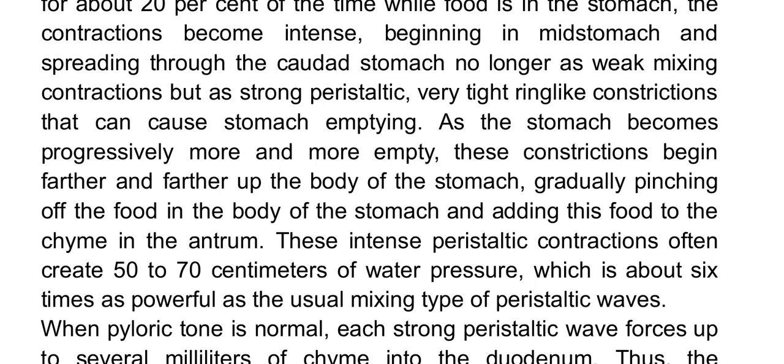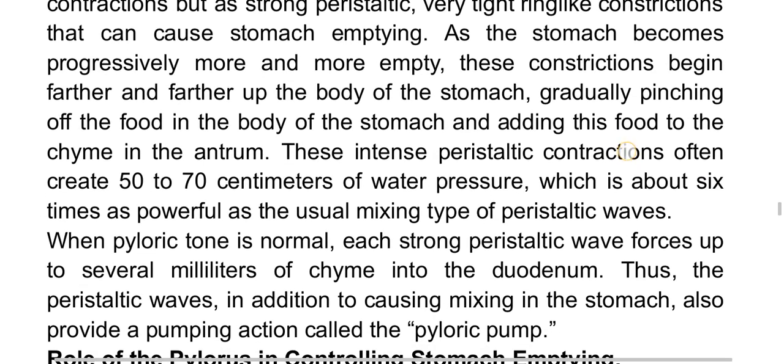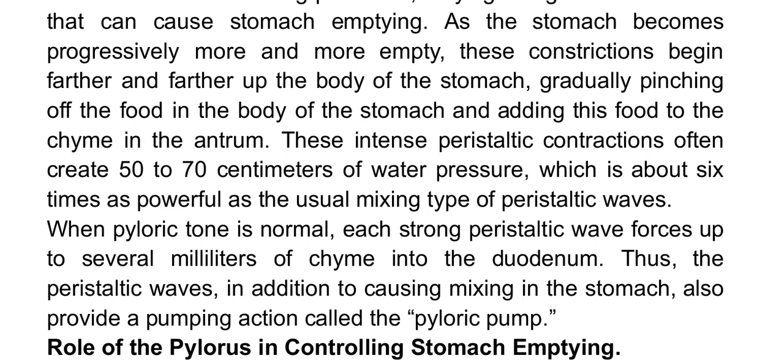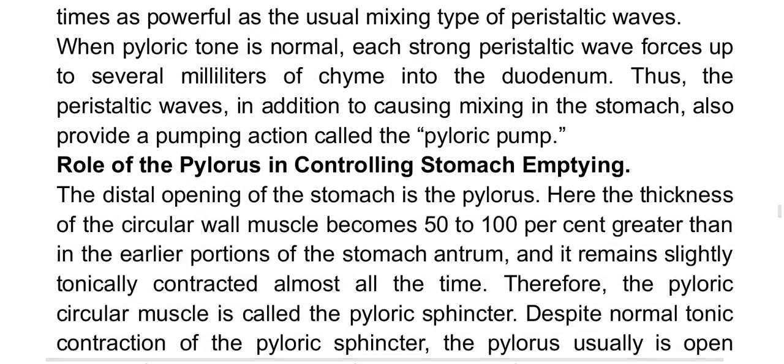As the stomach becomes progressively more and more empty, these constrictions begin faster and further up the body of the stomach, gradually pinching off the food in the body of the stomach and adding this food to the chyme in the antrum. These intense peristaltic contractions often create 50 to 70 centimeters of water pressure, which is about 6 times as powerful as the useful mixing type of peristaltic waves. When pyloric tone is normal, each strong peristaltic wave forces up to several milliliters of chyme into the duodenum.